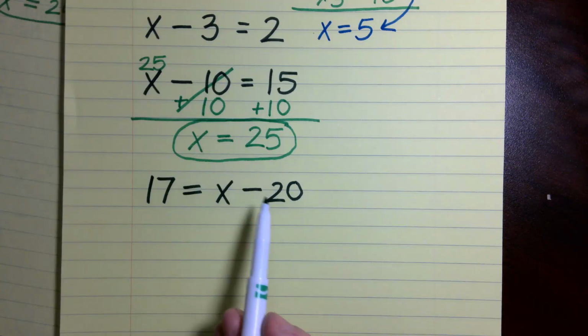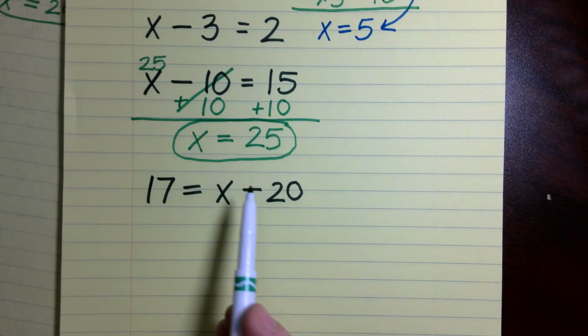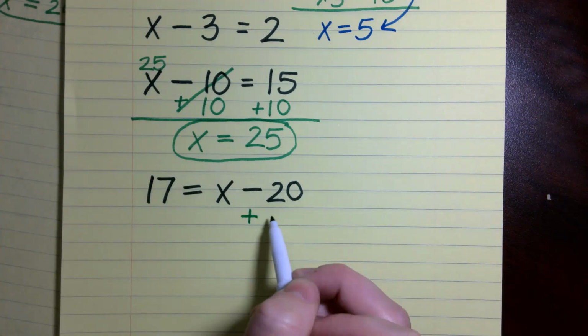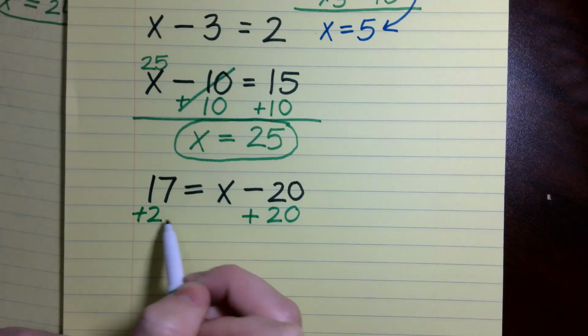The 20. Yes, we've got minus 20 here. So if we have minus 20, what do we need to do to cancel it out? Make it a positive, or add it. Yes, we're going to do plus 20, and I've got to do that to both sides.